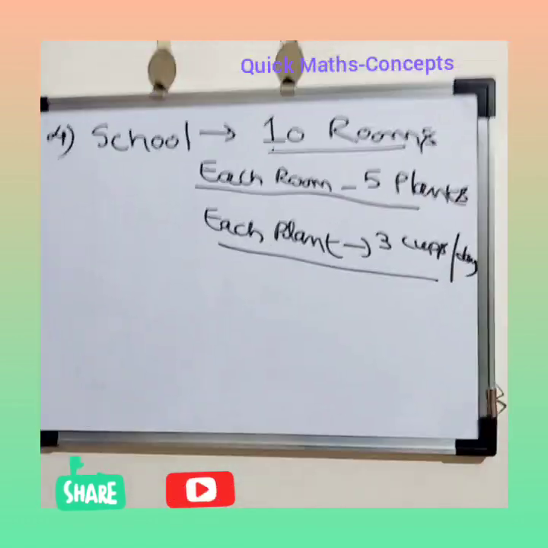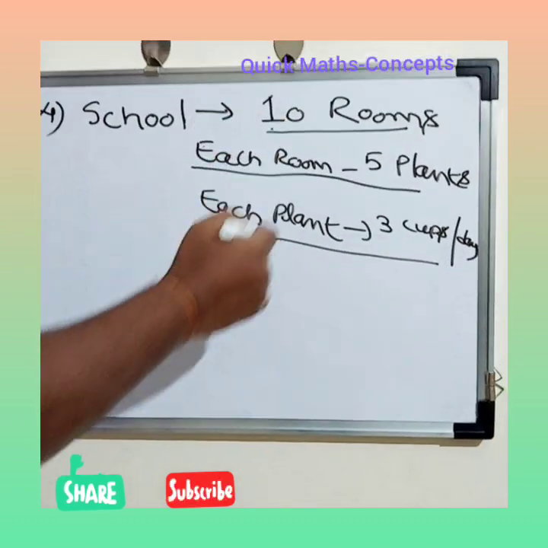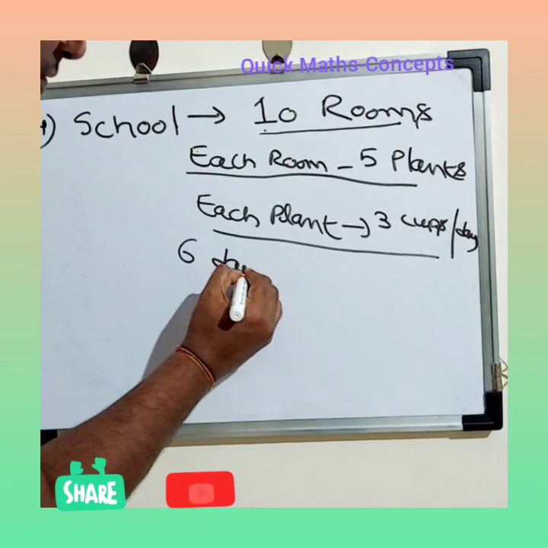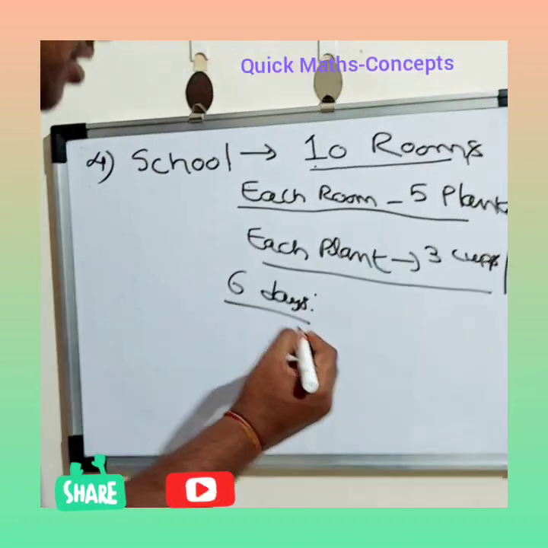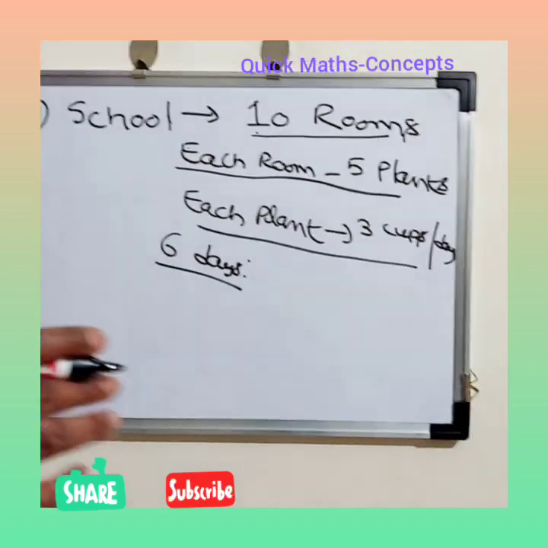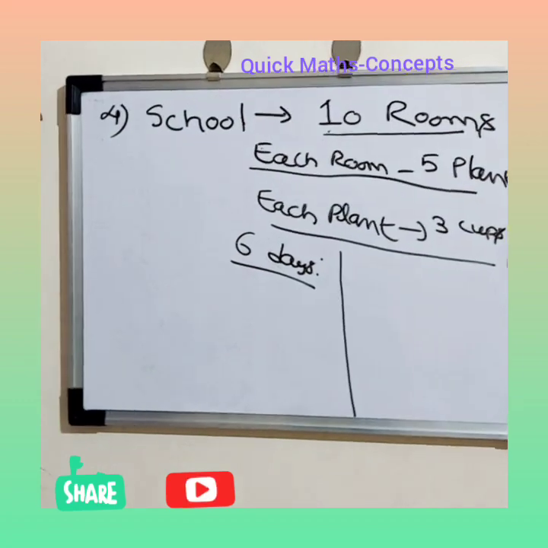Now the question is, to pour water for all these plants for 6 days, how many cups of water are required? So what do we need to do? We need to find the total number of plants. That is the first step we have to do.